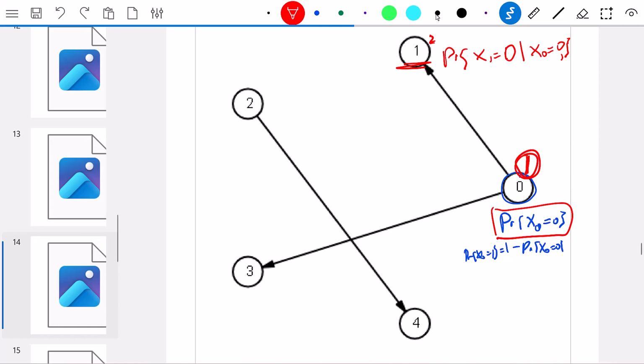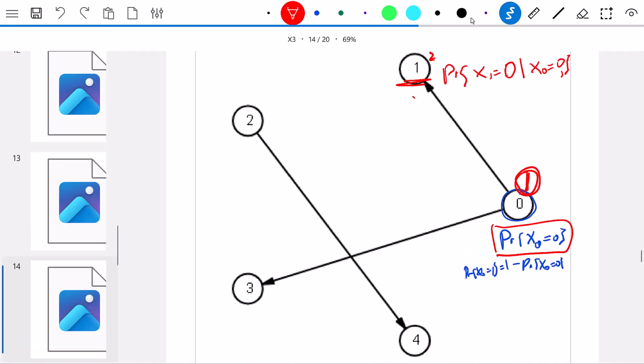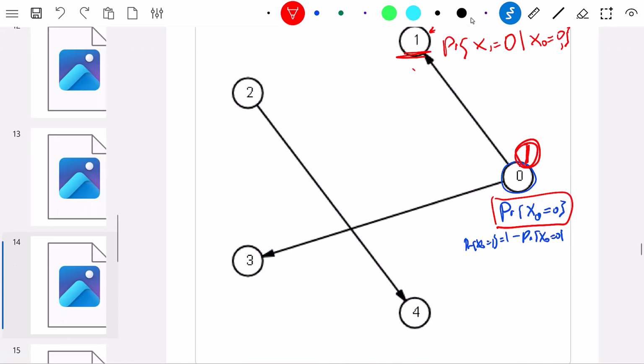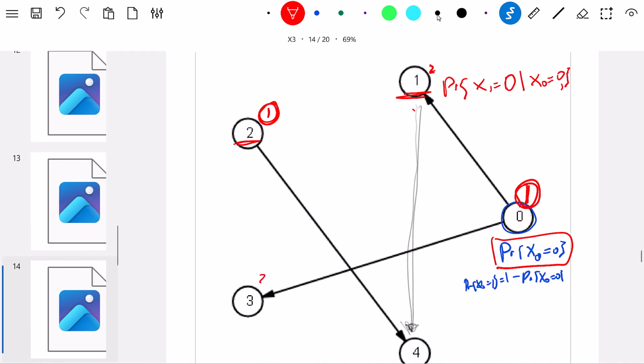Let's just use red then. Suppose we have another branch like this. Then x2 is the same as x0, so we only need to store one of them because there are no parents. We only need to store one conditional probability. And x3 has one parent, so x3 is similar to x1, and we need to store 2.